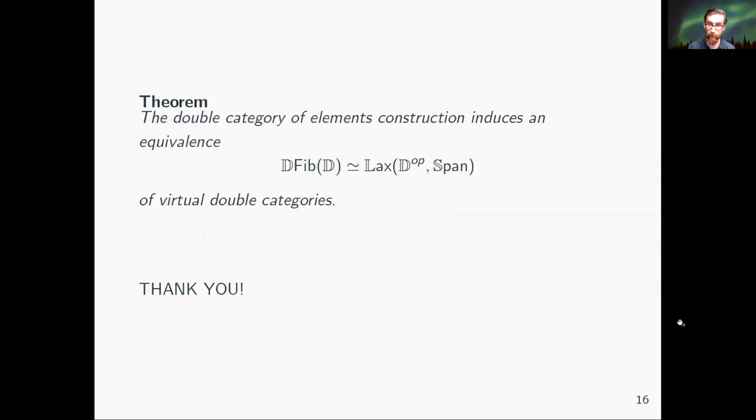And in fact, the result is that the elements construction and its pseudo inverse each extend to functors of virtual double categories and induce an equivalence between discrete double fibrations over D as a virtual double category and lax span valued functors on D as a virtual double category. So that's the main result.